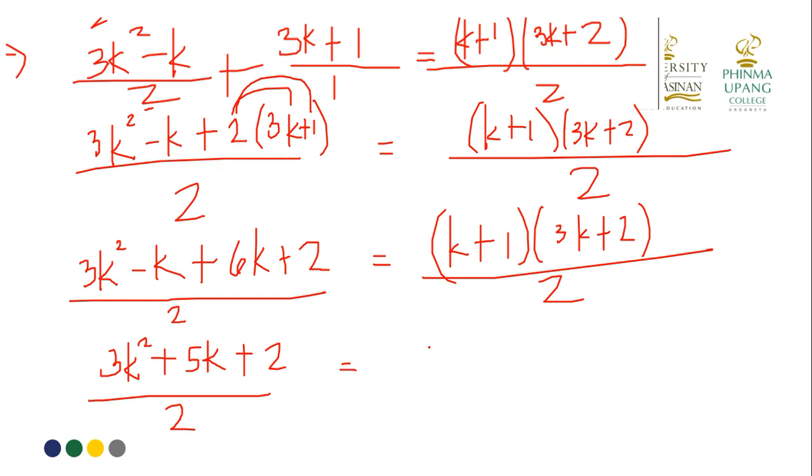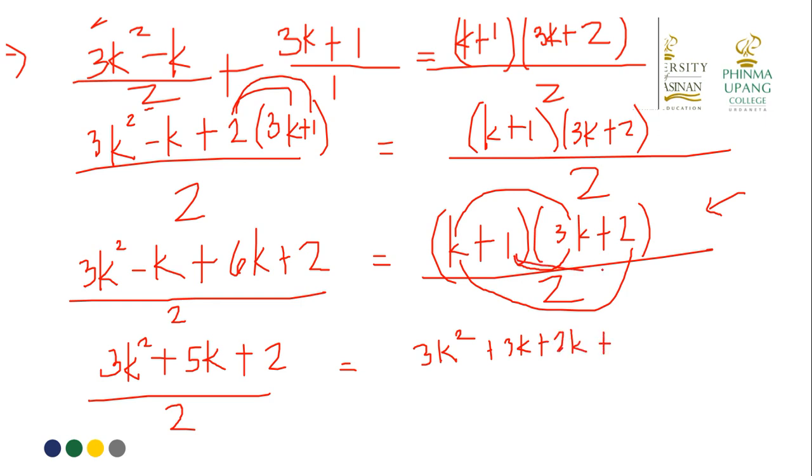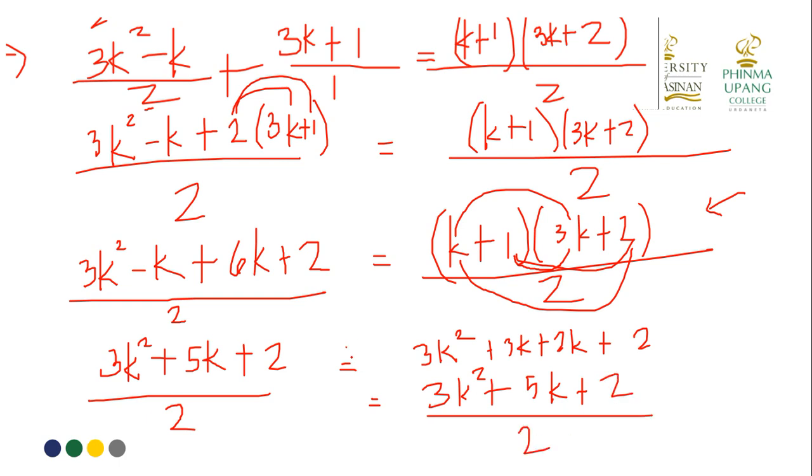Next, what we'll manipulate is the one on the right. This is our right-hand solution. What is k times 3k? 3k squared. What is 1 times 3k? 3k. Plus k times 2? 2k. What is 1 times 2? 2. Adding like terms: 3k squared plus 5k plus 2, all over 2.